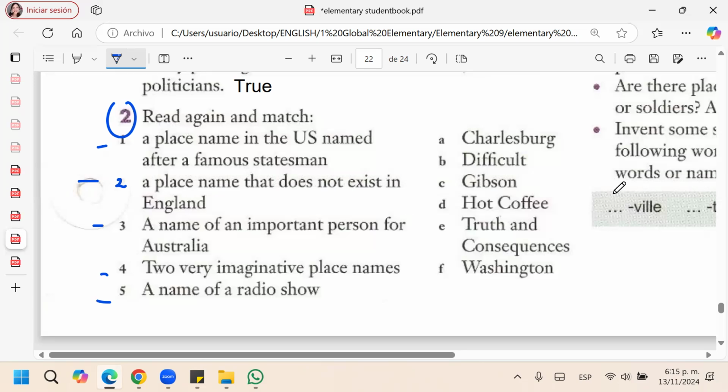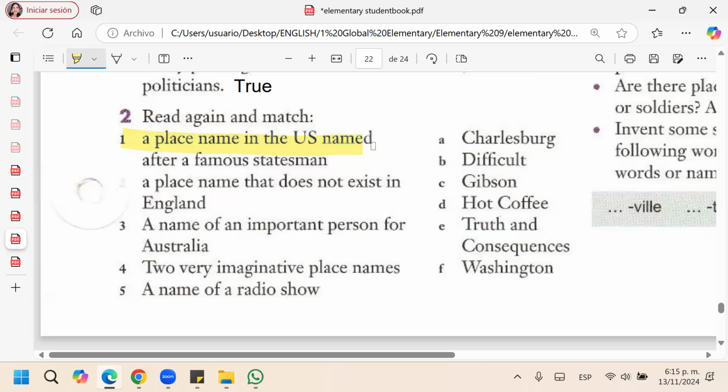3. A name of an important person for Australia. 4. Very imaginative place names. And 5, a name of a radio show. So a place name, and the options are Charlesburg, Difficult, Gibson, Hot Coffee, Truth and Consequences, and Washington.